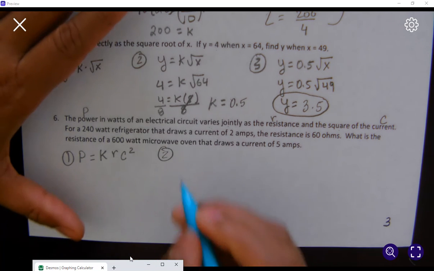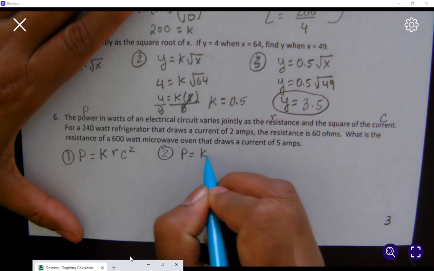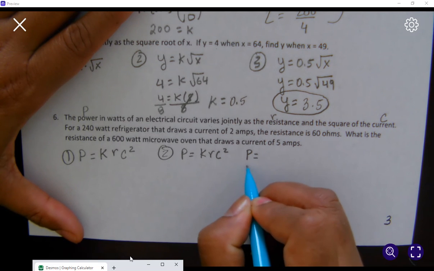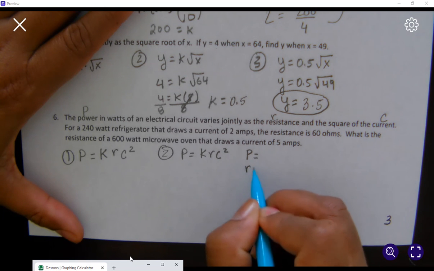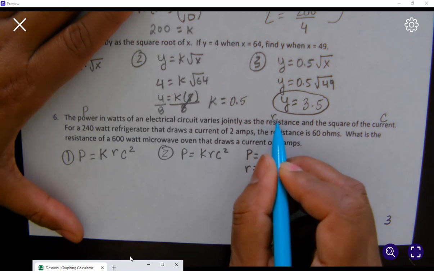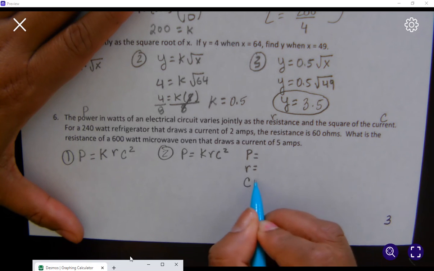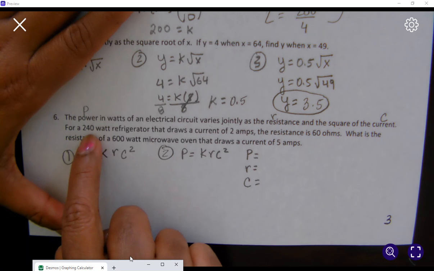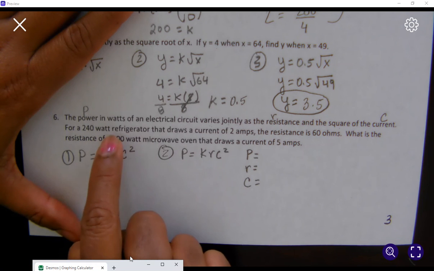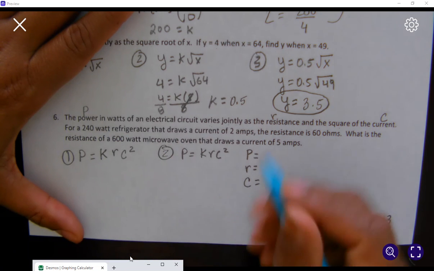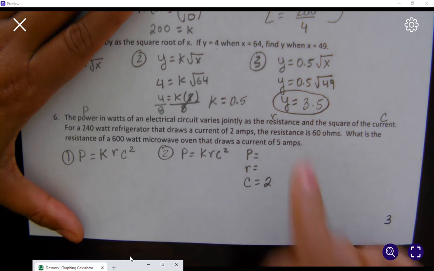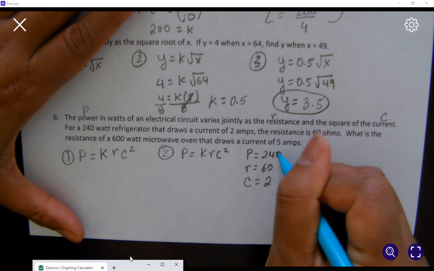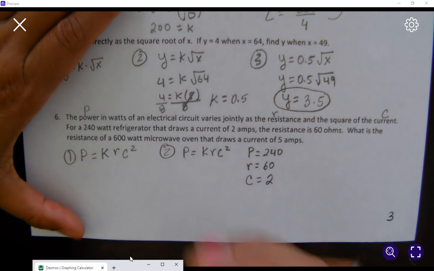So now we're going to find out. Before, let me just copy this over. We do need to find out what power is equal to in the next sentence. We need to find out what the resistance is equal to, and then we also need to find out what the current is equal to. So it says that for a 240 watt refrigerator, it draws a current of 2 and a resistance of 60, which means the power has to be 240. Okay, now I'm going to plug these numbers in here.